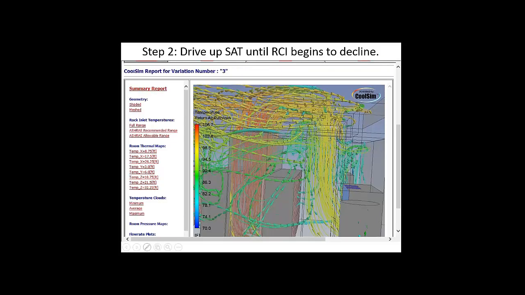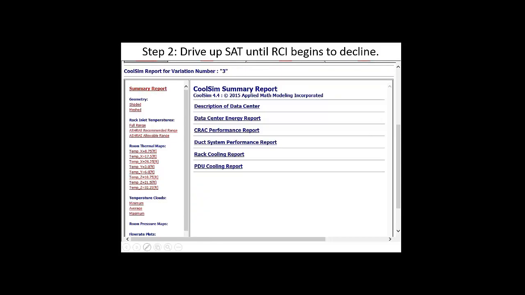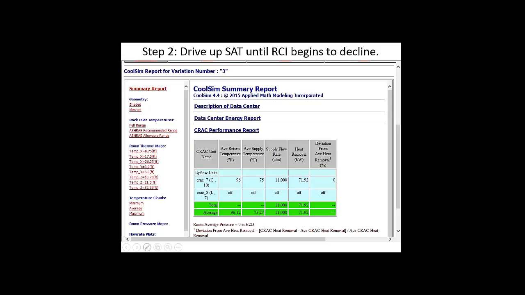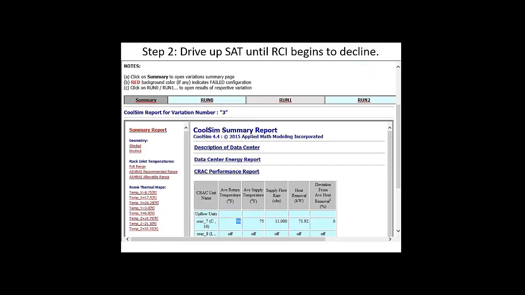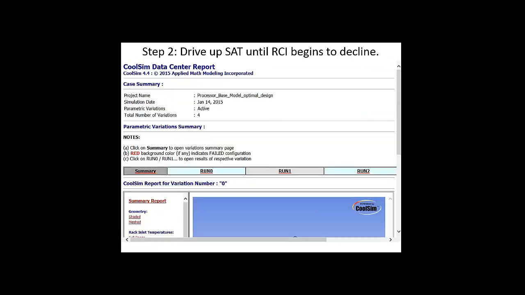If we take a look now at our summary report, I'm sure we're going to find that our return temperatures are in much better shape than they were before. So under crack performance, look at that, Magnus, 96 degrees. I've got a nice delta T right there, and I've moved the supply air temperature up as well. The average supply air temperature is 75 degrees, return 96. That's pretty nice. Now I'm looking at run number 3.